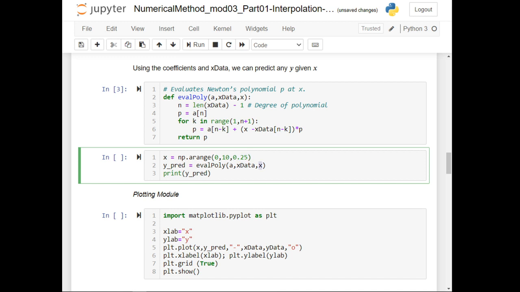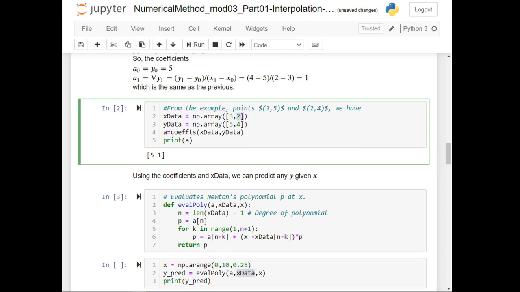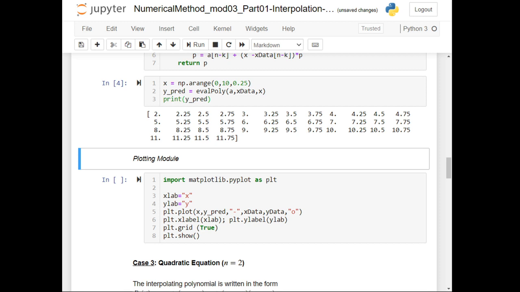So you want to predict y from that given x, and then we have the original x data. You look at the x data, so 3 and 2, then we have the y data 5, 4. But we don't input the y data because we already have the coefficients. So then we can predict. So this is a function that gives us the y for x. Okay, so you can see here.